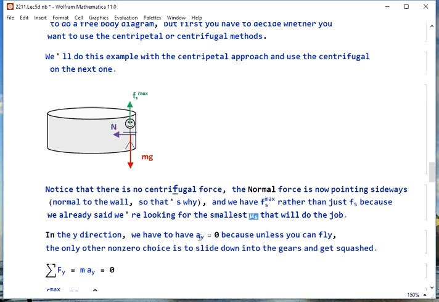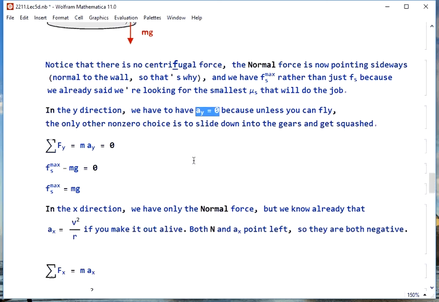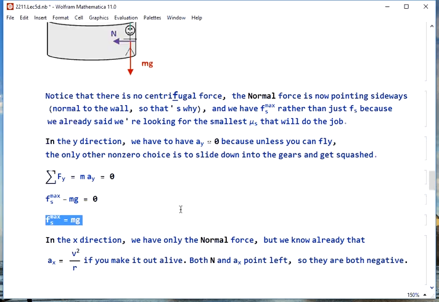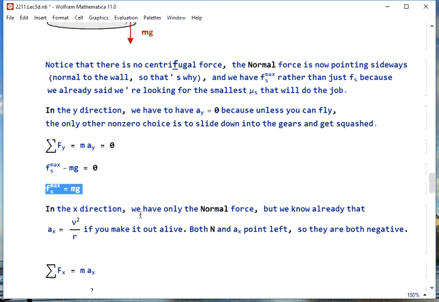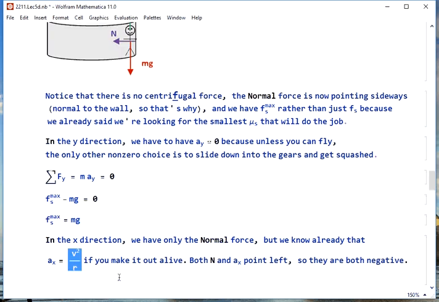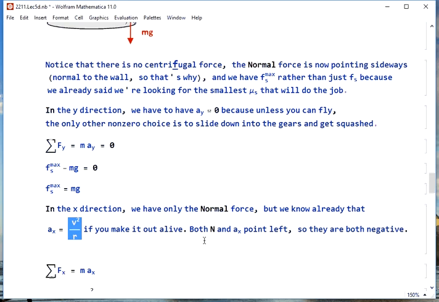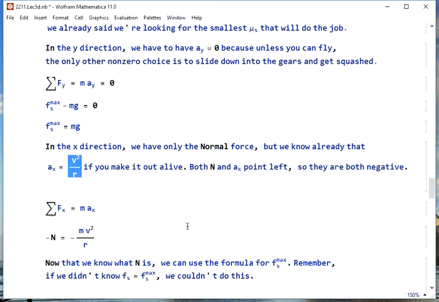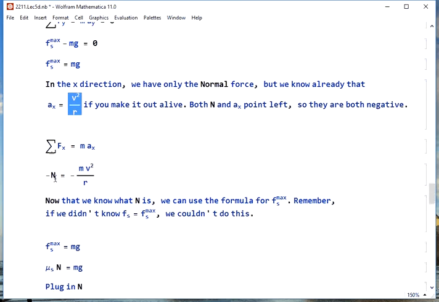So in the y direction, we better have Ay equals 0 because we know you're not going to fly up and over, and if you slide down, that's going to be the end of you. So we have to have Ay equals 0. We look at the forces, we get Fs max equals mg. In the x direction, we only have the normal force, n, and it points to the left. We know that Ax has to equal v squared over r in the centripetal method if you make it through this curve alive. N points left, Ax points left, they're both negative. We have this. Now that we have a formula for normal force, we can use the formula for Fs max.